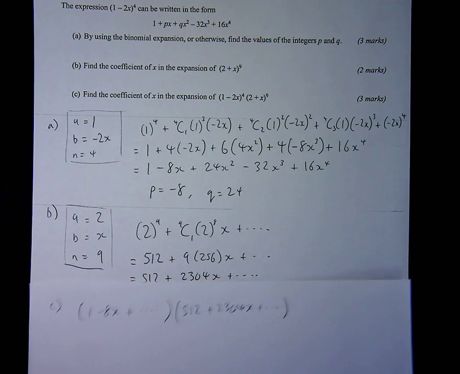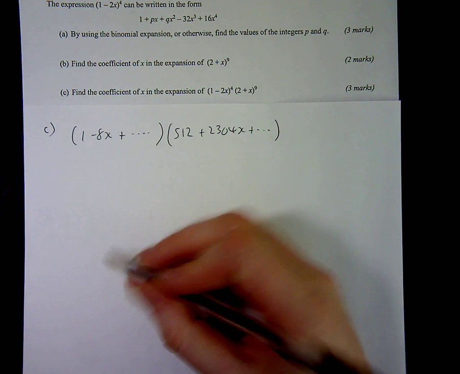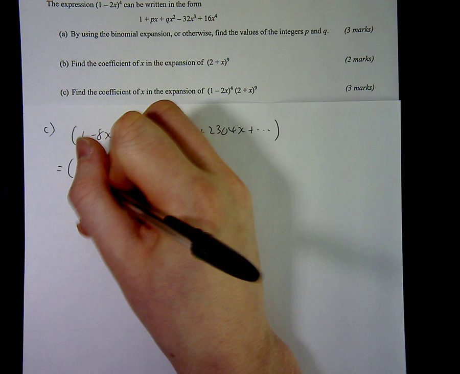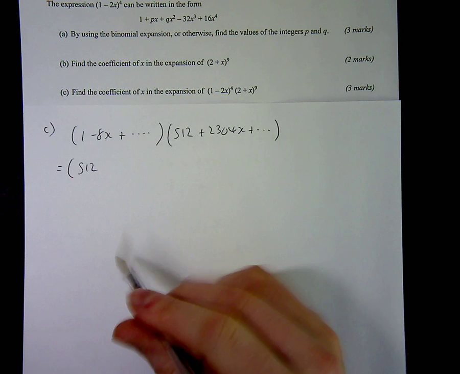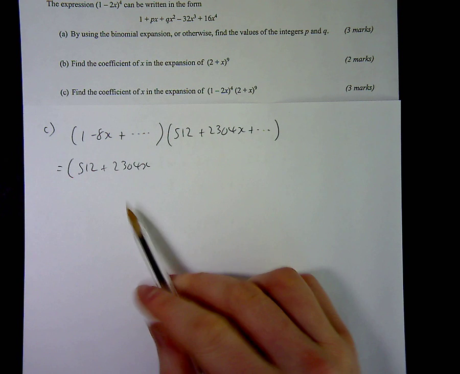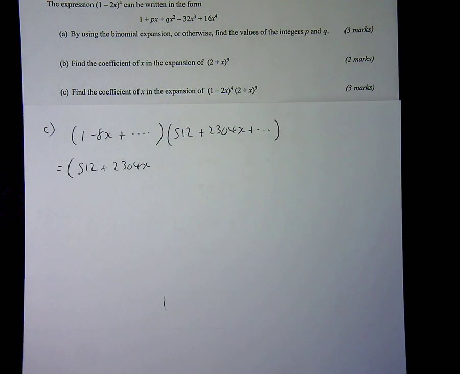So I've got 512 plus 2304x minus 4096x, so 2304 minus 4096, I'm going to get negative 1792x, plus all the other terms which will be higher powers of x. So therefore my coefficient of x is negative 1792.